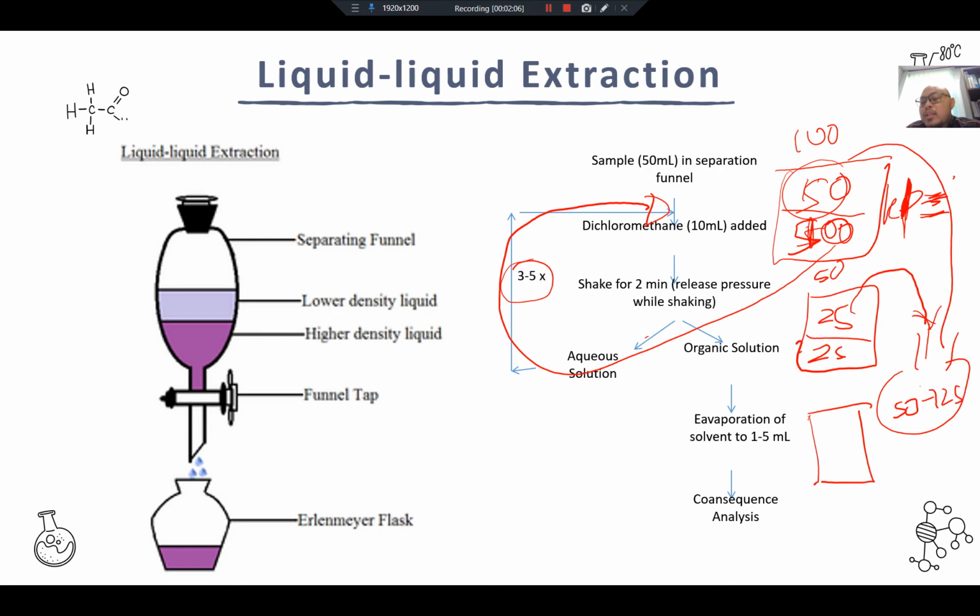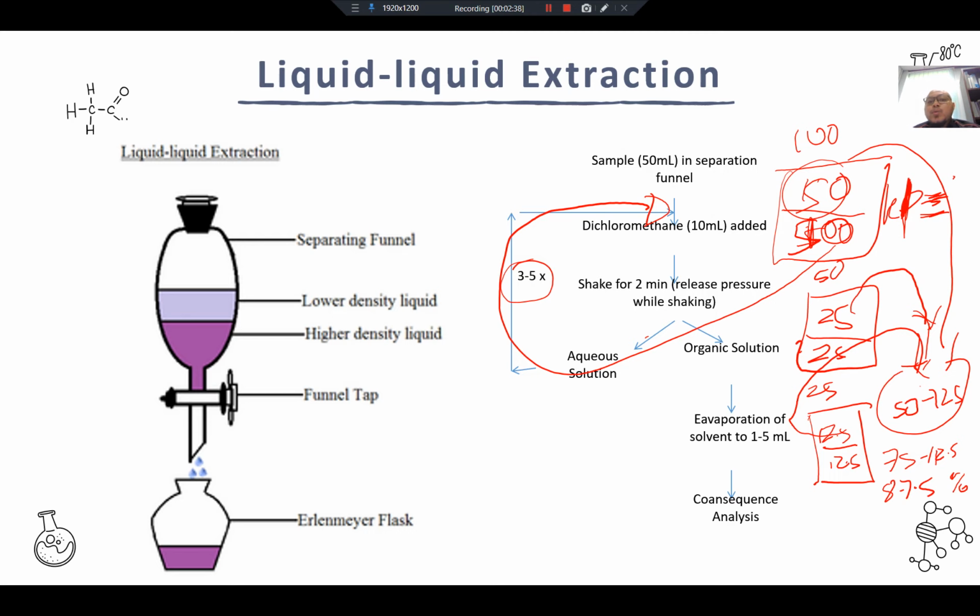Then the next one is further divided, let's say you get about 12.5. So here you extract, and then you obtain already 50 plus 25 plus 12.5. You already have about 75 plus 12.5, about 87.5. So 87.5% is a very good extraction method.